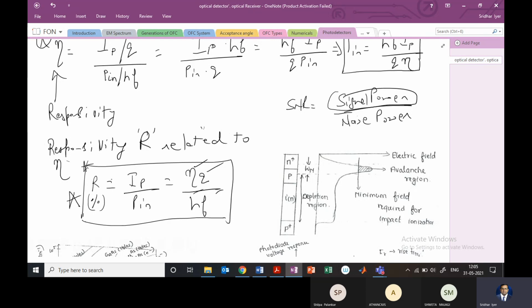Okay. So this was about the pin photodetector. There is another detector which is mentioned in your syllabus, that is known as the avalanche photodetector. And after doing that avalanche photodetector, which is similar to the pin detector, we could solve some of the numericals, and then we'll move to the optical receivers. Okay.